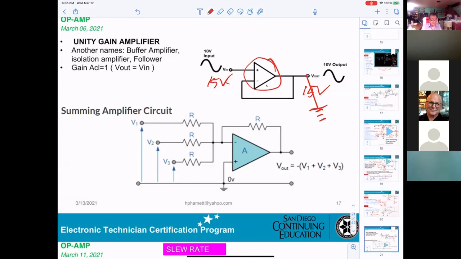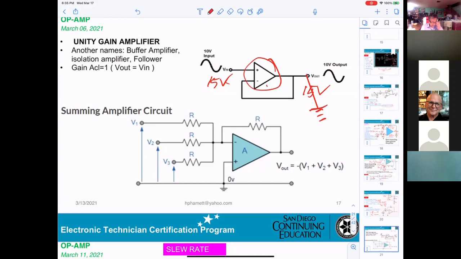And they also get another name, follower. That means the output follows the input. Input one, output one, nothing else yet, okay?